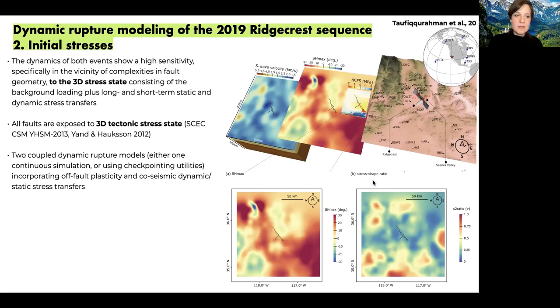All faults participate in the two coupled dynamic rupture models, which also incorporate off-fault plasticity. And the model of the M7.1 mainshock will see all of the M6.4 co-seismic dynamic and static stress transfers.